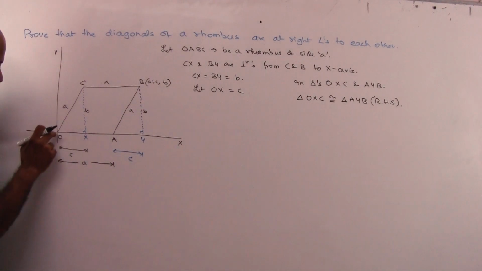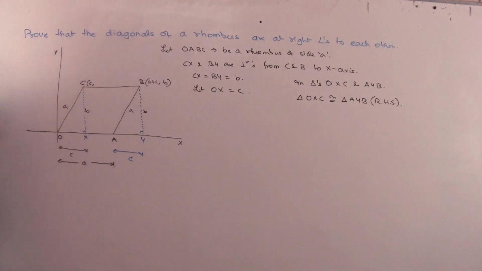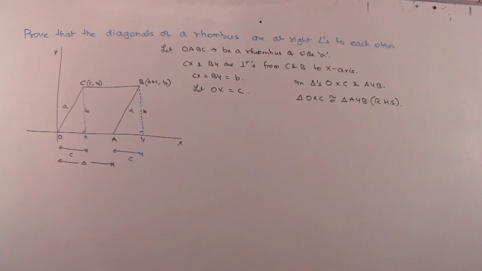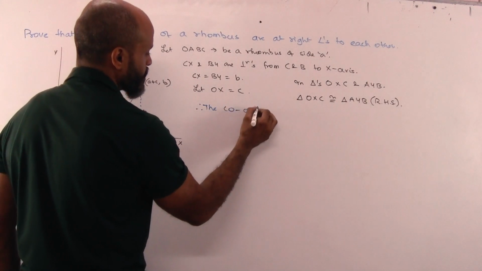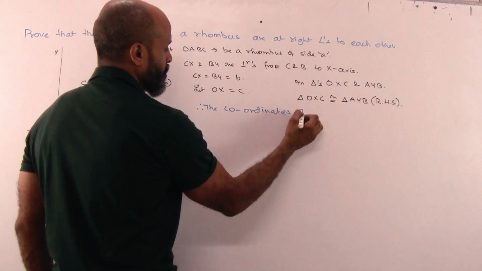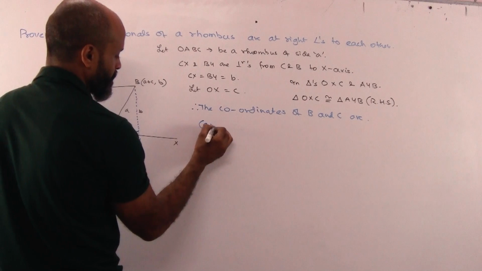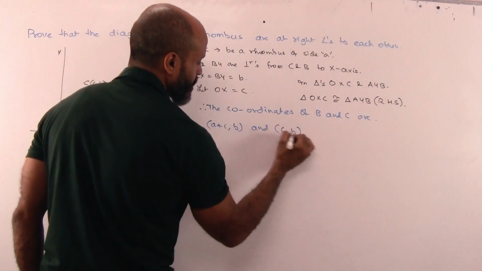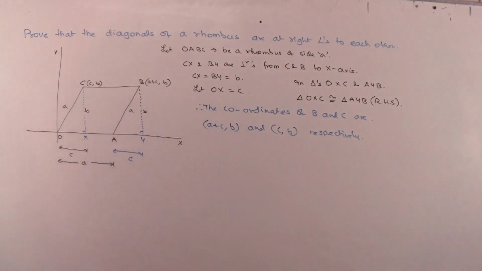Look at the coordinates of C. Till here we have C. So the x coordinate will be obviously C. What will be the y coordinate? B. Okay, so we can say that the coordinates of B and C are A plus C, B and C, B respectively. These will be the coordinates. The coordinates of B and C are A plus C, B and C, B respectively.